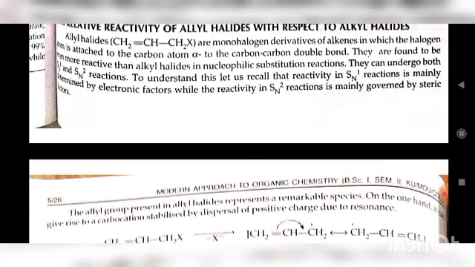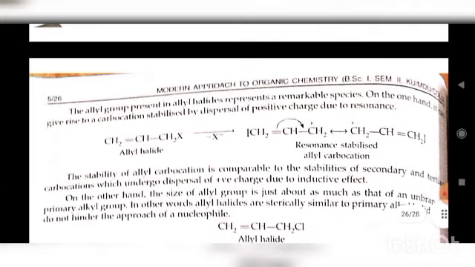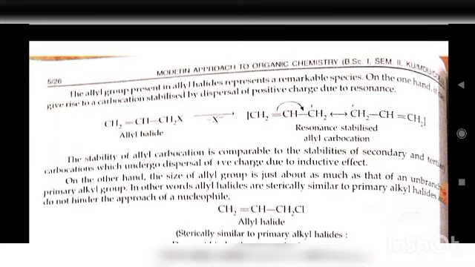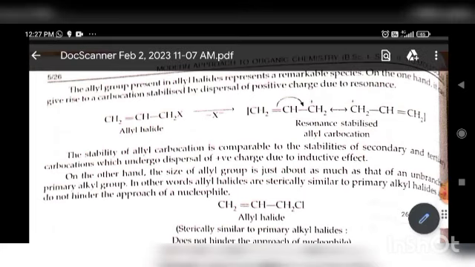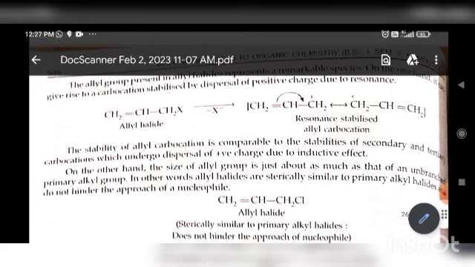To understand this, let us recall the reactivity. SN1 reactivity is mainly determined by electronic factors, while the reactivity in SN2 reactions is mainly governed by steric factors. The allyl group present in allyl halides is a remarkable species. It can give rise to a carbocation stabilized by dispersal of positive charge due to resonance. Allyl halides give resonance stabilized allyl carbocation.